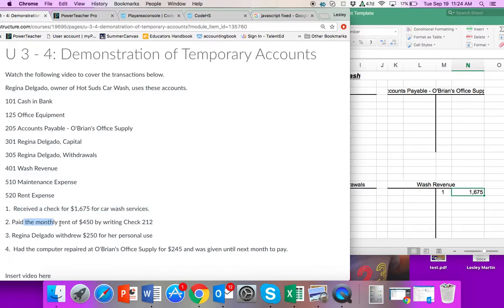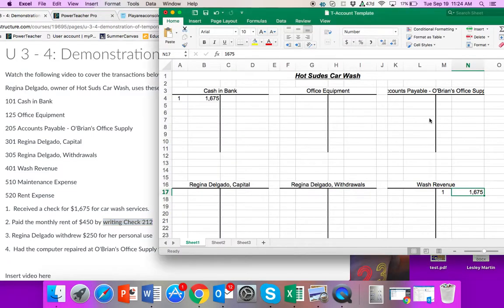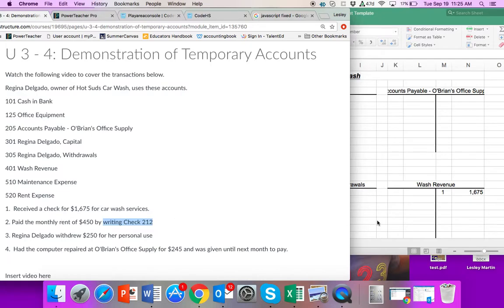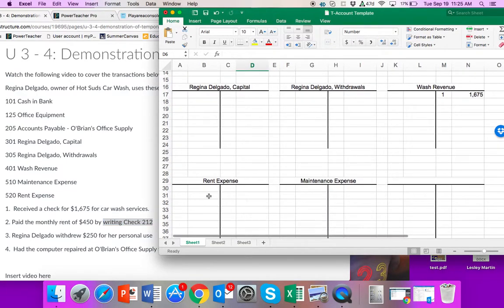All right, the next one says we paid the monthly rent $450 by writing a check for $212. Okay, let's start with the easy one, writing a check $212. That automatically means whenever you see writing a check or you see check with a number, we're talking about a credit to cash and bank because we wrote money. So we're going to do 2 and $450. Okay, and we wrote the check for our monthly rent. So that is our rent expense. And expenses increase on the debit, and since we credit cash and bank, we're going to debit rent expense.